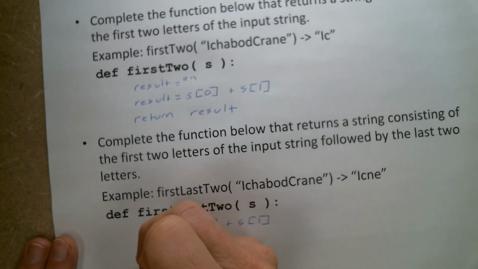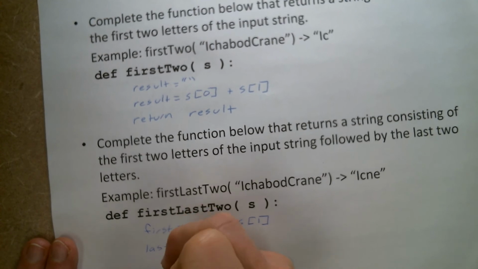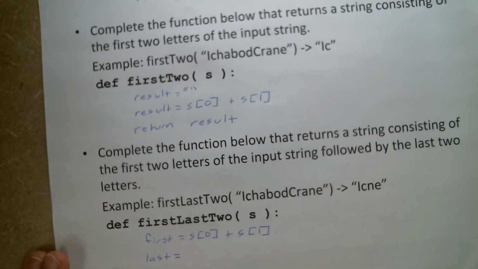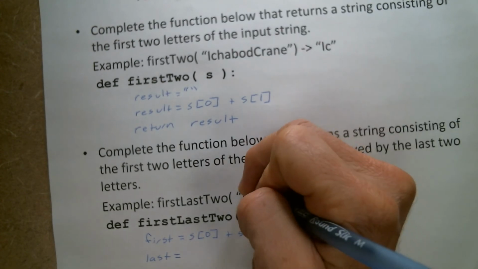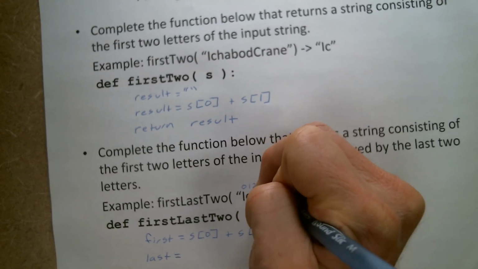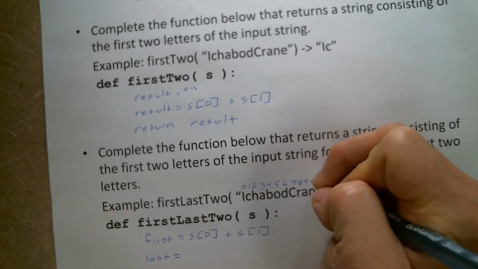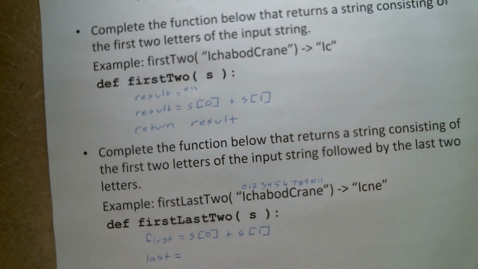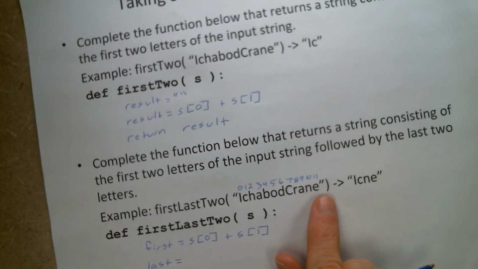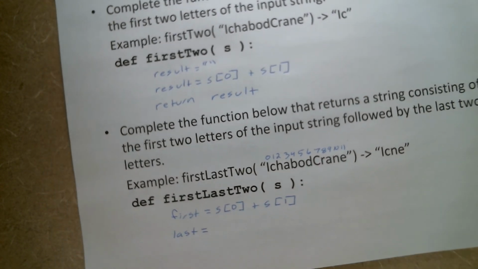Then I'm going to make a variable for the last part of our string. And this one's a little trickier. This is where we're going to use that length function. Now remember, if I do the length on Ichabod Crane, 3, 4, 5, 6, 7, 8, 9, 10, 11. It is going to tell me that it is 12 characters long, which is correct, but I have to remember that the last 2 characters are actually in spots 10 and 11.